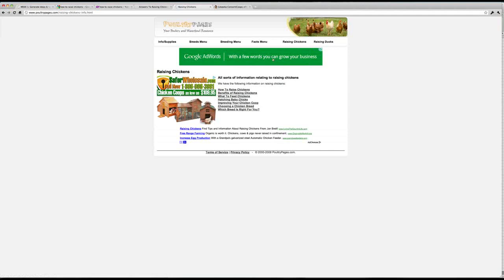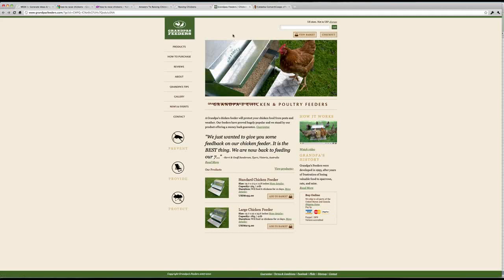Raising chickens. There we go. Saferwholesale.com. Chicken coops as low as 109. All right, so that's interesting. They're actually selling the coop itself and not the information. But somebody is advertising there. So raising chickens here, free range farming, increase egg production. Well, let's just have a look at what this guy's doing. Grandpa'sFeeders.com. So yeah, all right, there's some more. So this is physical products, but people are advertising.